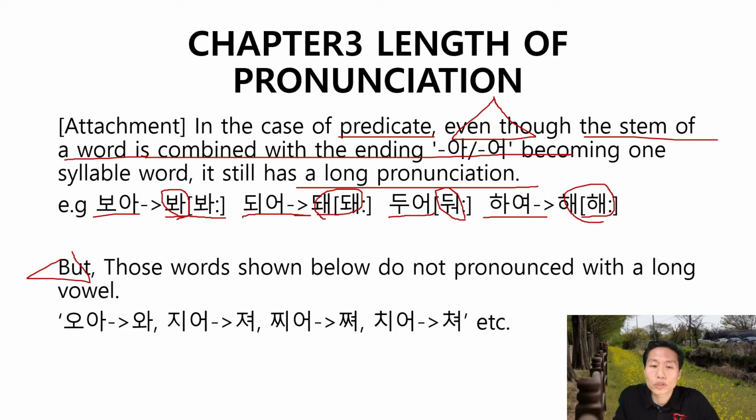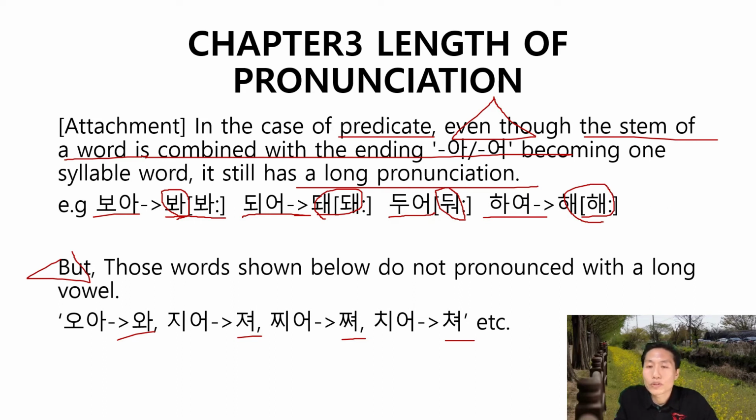But those words shown below do not pronounce with a long vowel. These are shortened as a one-syllable word, but it doesn't have a long vowel. For example, 오아, as it is shortened as 와. 지어, it is shortened as 져. 치어, it is shortened as 쳐.